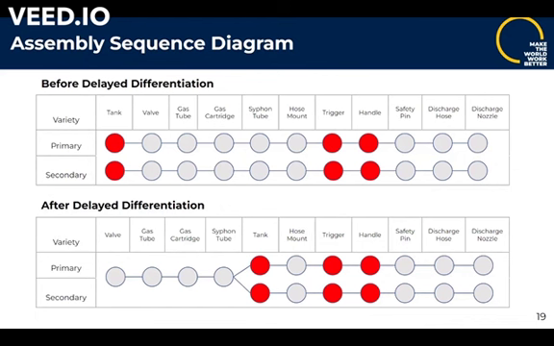Lastly, we have two assembly sequence diagrams. The bottom diagram shows the assembly order after delayed differentiation, which should mitigate risk by accounting for market demand of this product. The red circles indicate the modular components of the fire extinguisher. This concludes our presentation. Thank you.